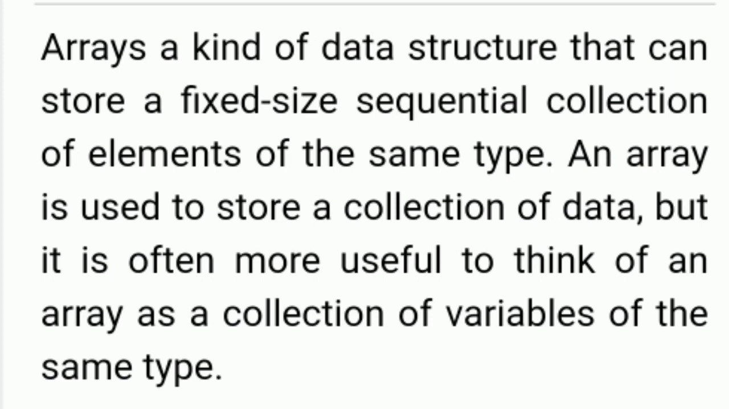What is an array? An array is a kind of data structure that can store a fixed-size sequential collection of elements of the same type. An array is used to store a collection of data, but it is often more useful to think of an array as a collection of variables of the same type. It is a group of data elements under the same name.